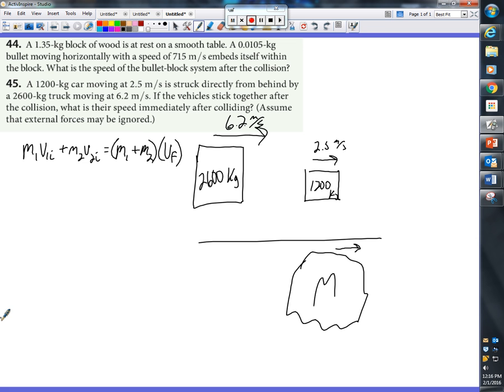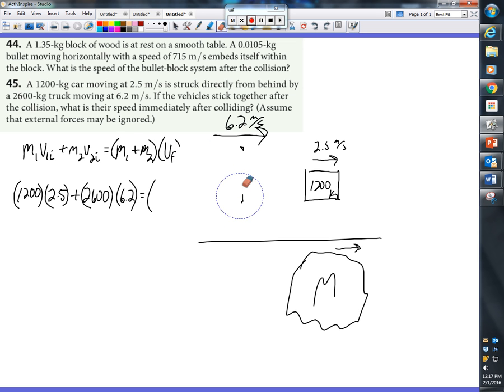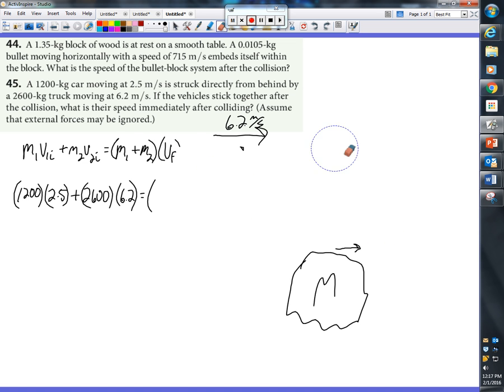Okay, so we have all these values here. We can just look right off of our picture. So we have 1,200 kilograms. Just write the numbers so I have enough space. Times 2.5 meters per second plus 2,600 kilograms times 6.2 is equal to, erase some of this, another space here, just need the after picture.